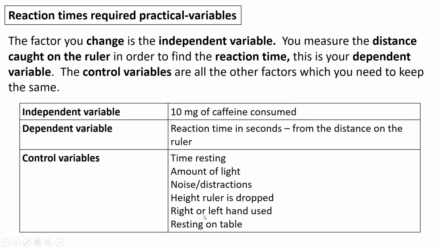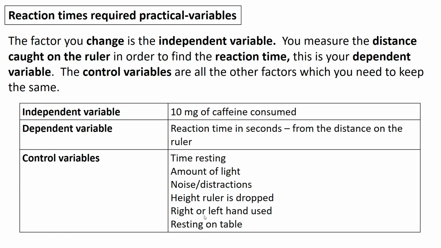But whatever you change is called the independent variable. And you're measuring in this investigation the distance caught on the ruler in order to find the reaction time. That then becomes your dependent variable. All the control variables are all of those other things that you need to keep the same. For example, the age of the person, the people that you're investigating, or if you're investigating the effects of caffeine, you need to give everybody a drink, but some with caffeine, some without caffeine, to make sure that actually it's not the liquid itself that's affecting the reaction times.